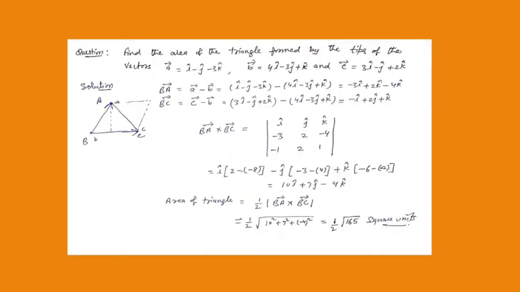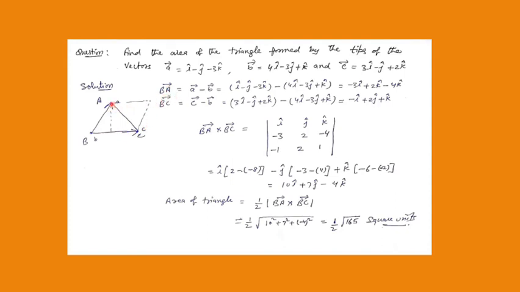Another question: they are asking you to find the area of the triangle formed by the tips of the vectors. Now they are giving the tips of the vectors, meaning A, B, C are the tips of the vectors, and you can make a parallelogram from this. You can use the physical significance of the cross product of vectors. It means I want the BA vector and BC vector. These are the two vectors whose cross product I have to take. So this concept of displacement vector is to be used.